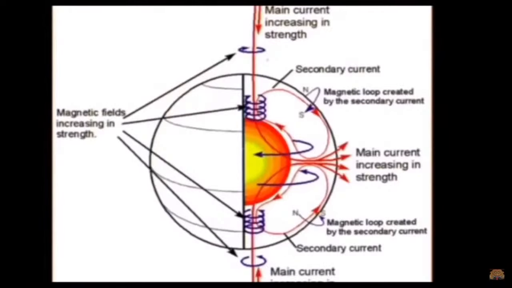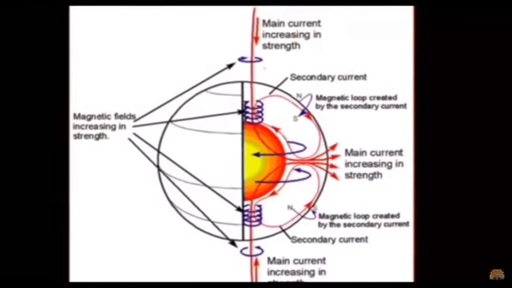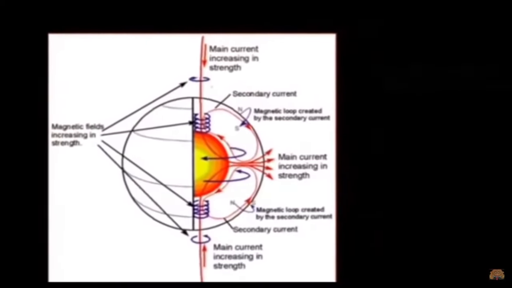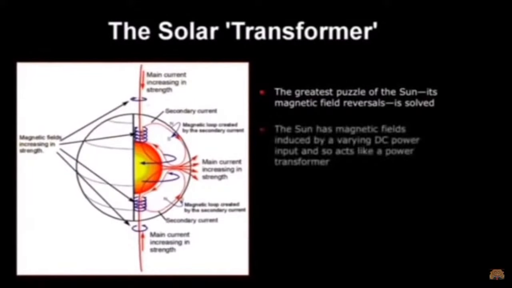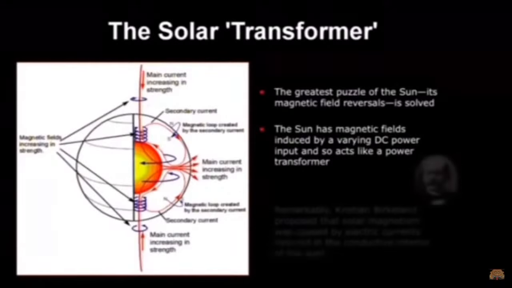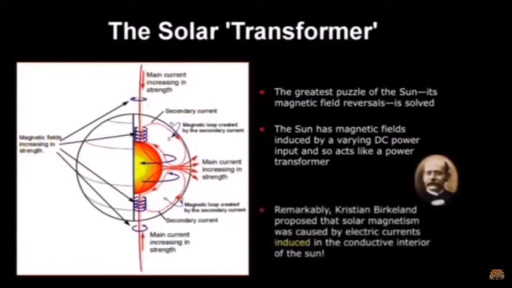Don Scott, this is his diagram from his book, The Electric Sky. It's the solar transformer. The greatest puzzle of the sun, its magnetic field reversals, is solved. The sun has magnetic fields induced by a varying DC power input and so acts like a power transformer with an impressed DC current as well. So all you've got is a varying DC current which is driving the sun. Remarkably, once again, here he is, Christian Birkeland proposed that solar magnetism was caused by electric currents induced in the conductive interior of the sun. Hey presto. He should have got a Nobel Prize, several of them.